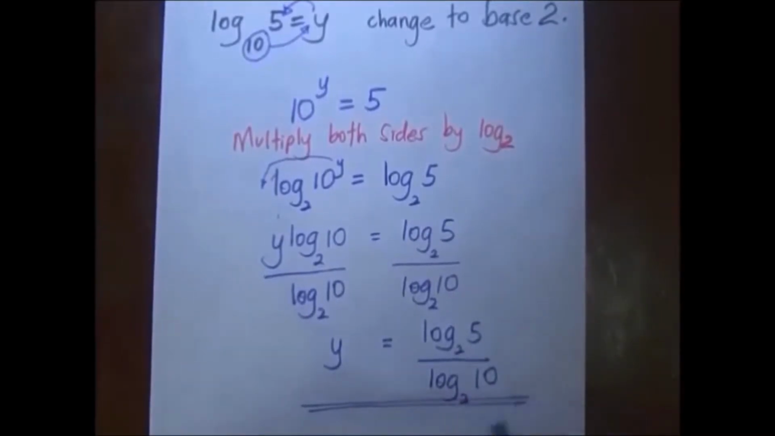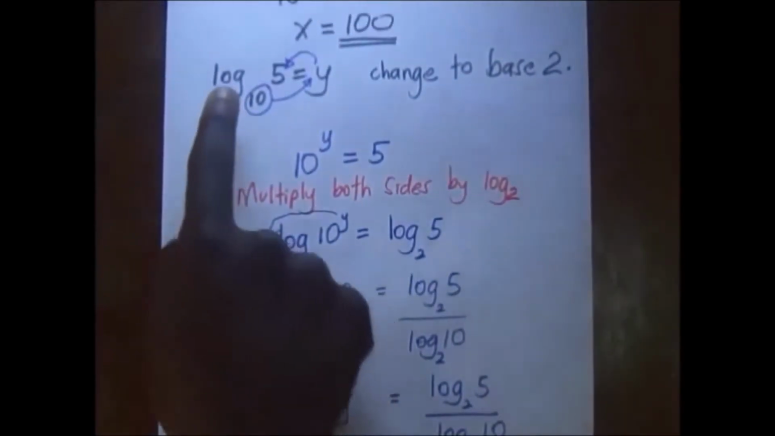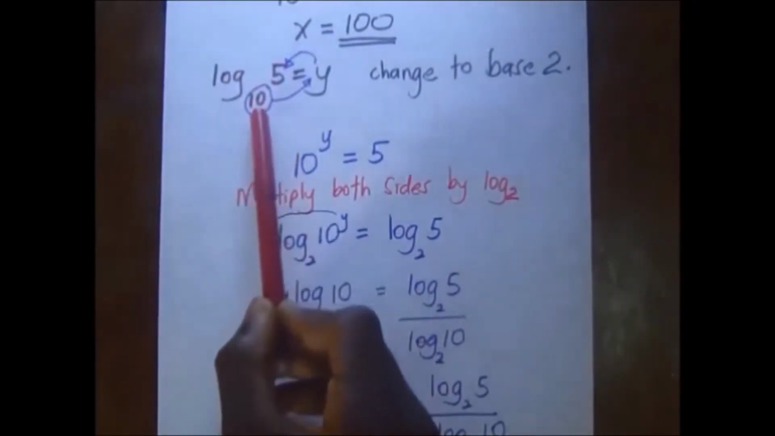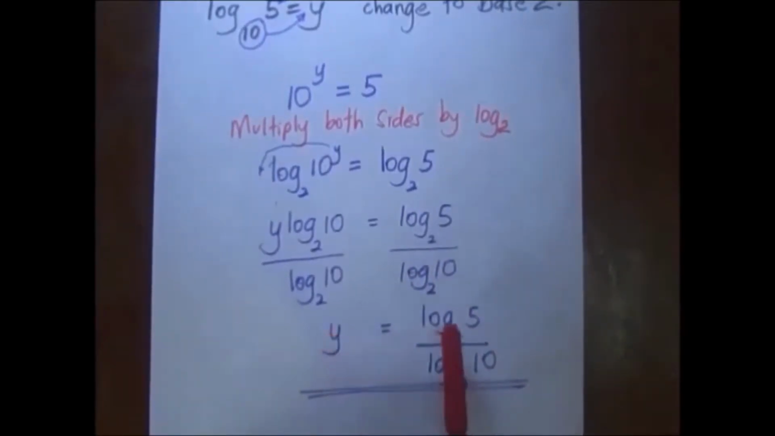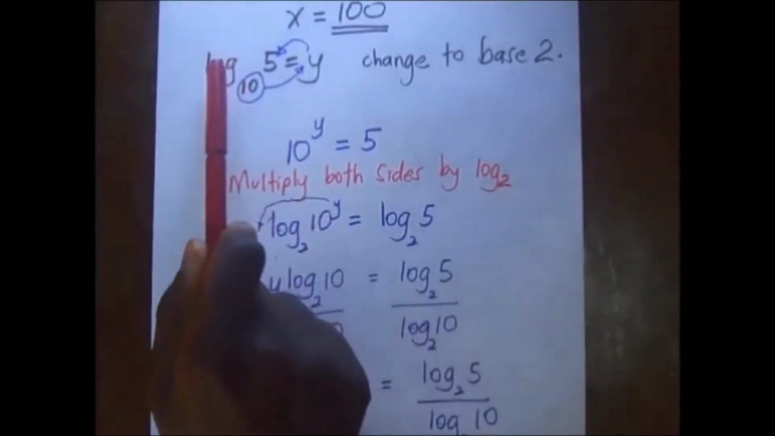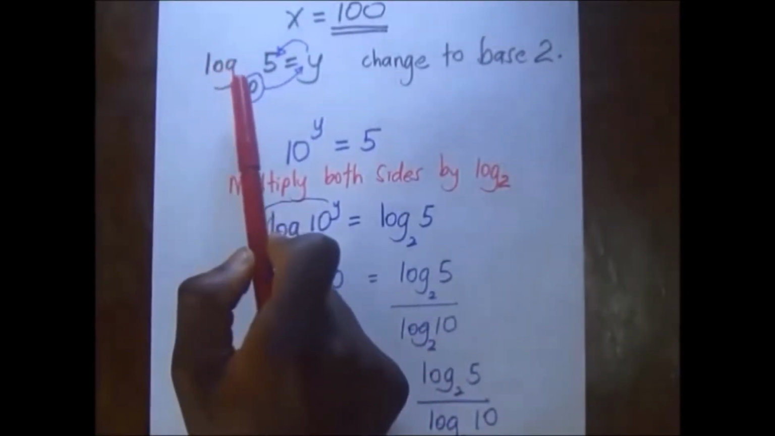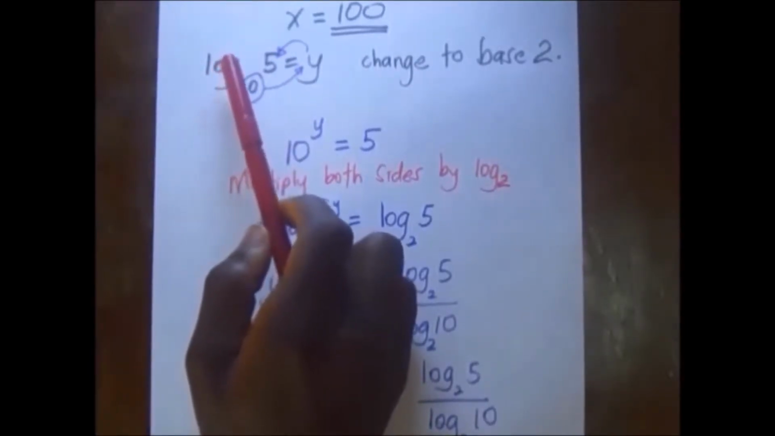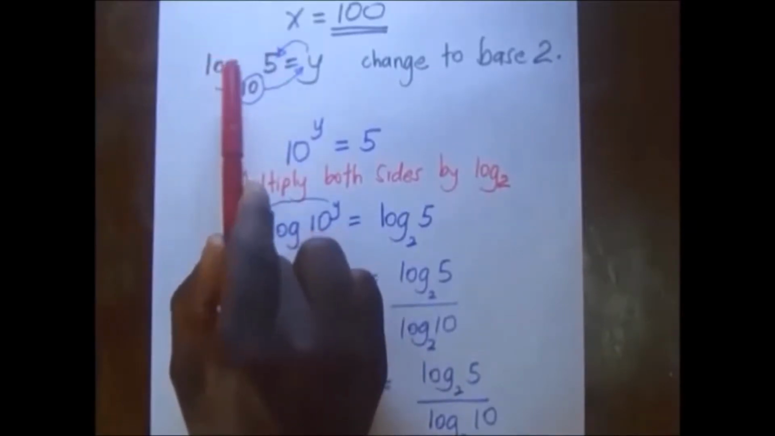So there we have changed that logarithm. Log of 5 base 10 has been changed to base 2. So in essence, it's going to be log base 2 of 5 divided by log base 2 of 10. So if we wanted to change this logarithm to base 5, it will simply be log base 5 of 5 divided by log base 5 of 10.